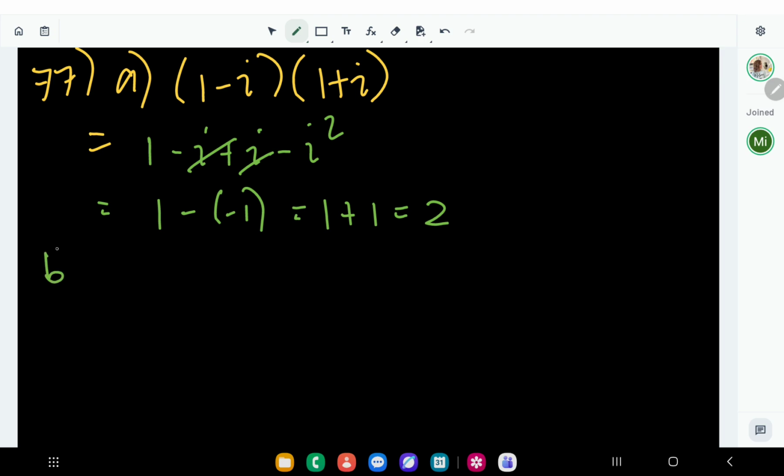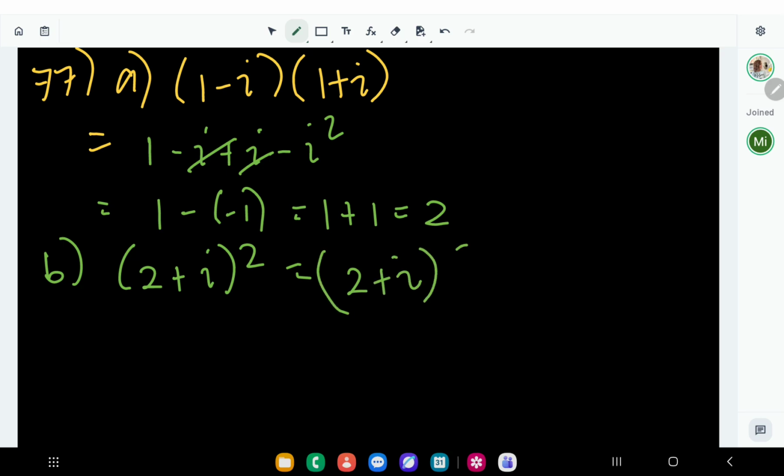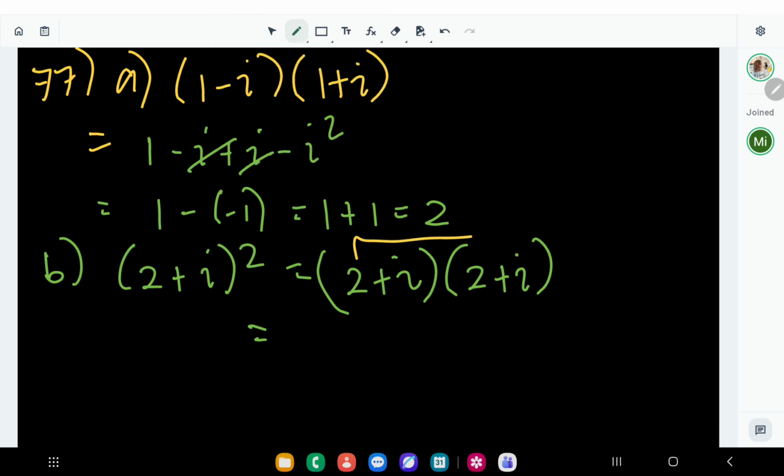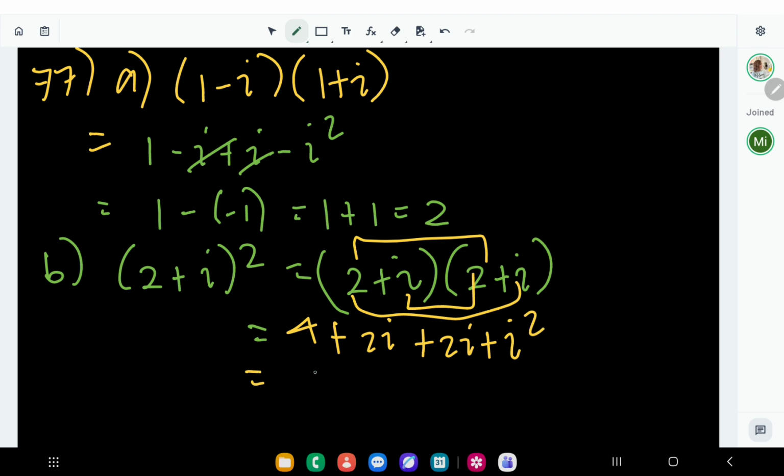Okay, and then letter B, 2 plus i squared equals 2 plus i times 2 plus i. So you FOIL: 4 plus 2i, plus 2i plus i squared. So this is 4 plus 4i minus 1. Then 4 minus 1 is 3, so 3 plus 4i.